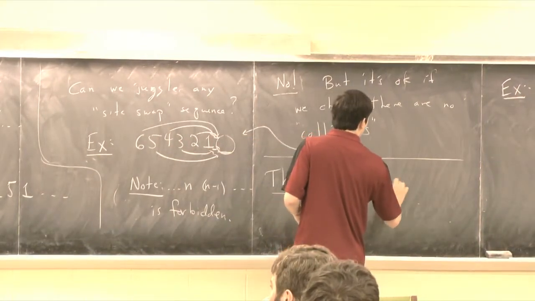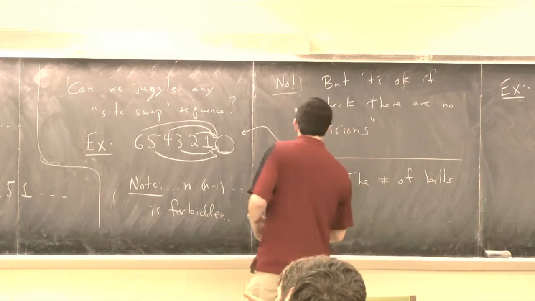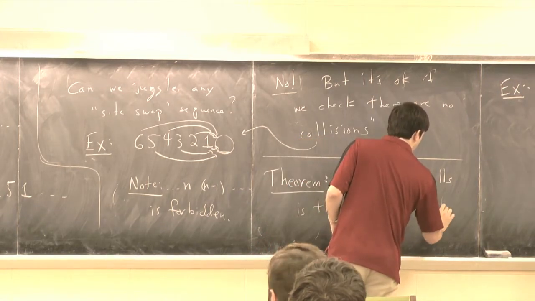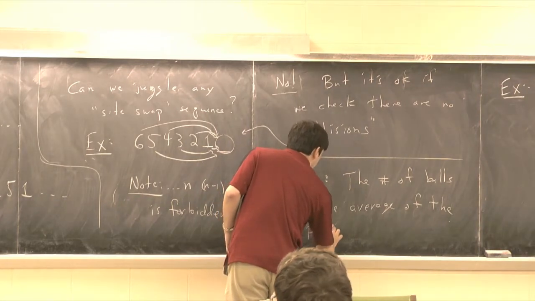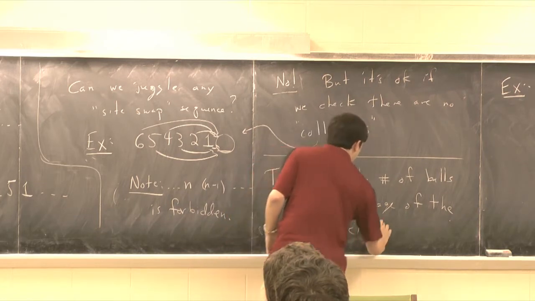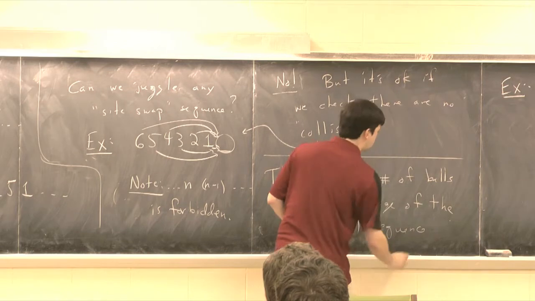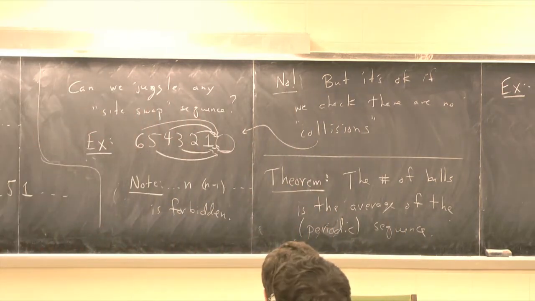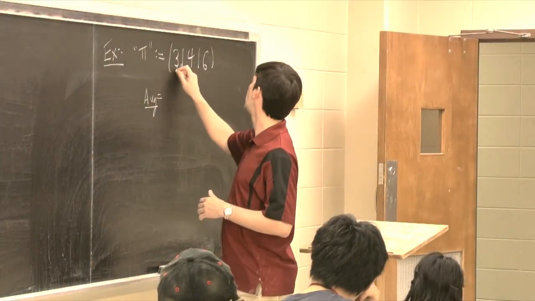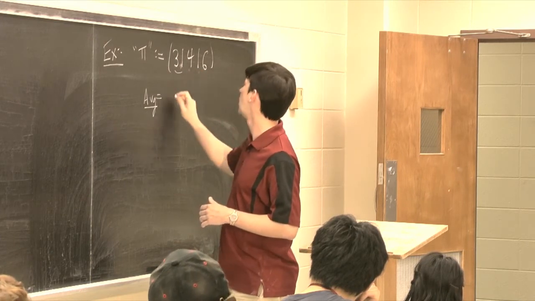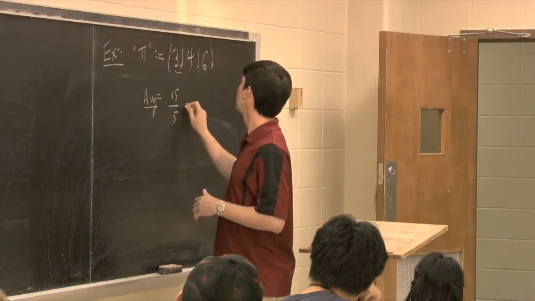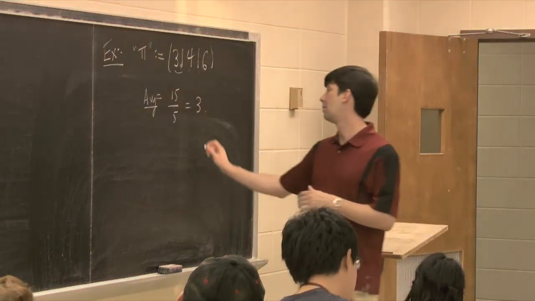So the number of balls is the average of the periodic sequence. Okay, so if you give me a site-swap sequence, so 3, 1, 5, you take the average of this. And the average is equal to 3 plus 1 is 4, plus 5 is 9. Divided by the number of numbers, which is 3, so that means 3. So this is a 3-ball pattern.